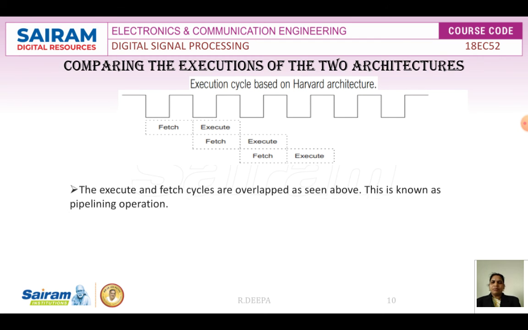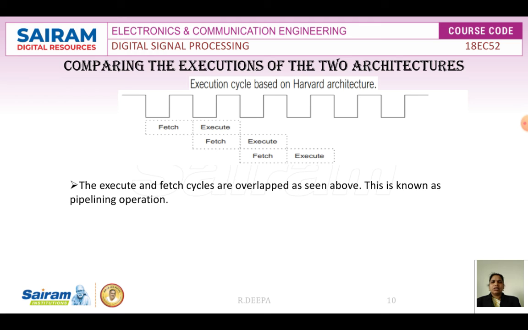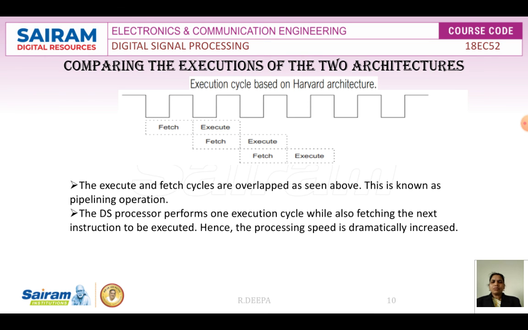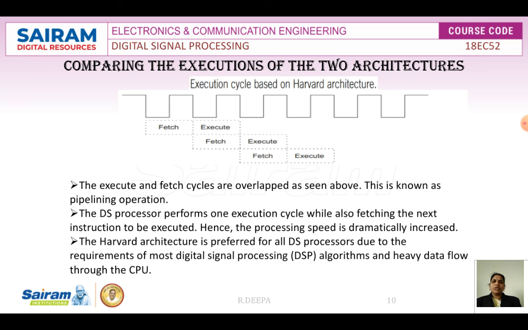So let us compare this execution cycle of von Neumann architecture with that of Harvard architecture. This particular diagram explains the execution cycle of the Harvard architecture. If you observe the execution cycle, it seems like the execute and the fetch are overlapped. That is, during the execution of the first instruction, the fetch of the second instruction will be happening. We call this overlapping, and in terms of DSP architecture, it is called pipelining operation. That is, in parallel we are going to do the fetch as well as the execute operations here. Because of this, I can say that the speed of the processor is dramatically increased when compared to the von Neumann architecture and its processor.